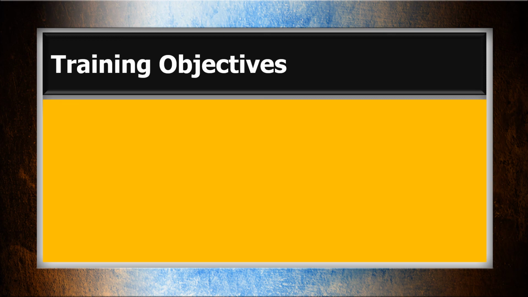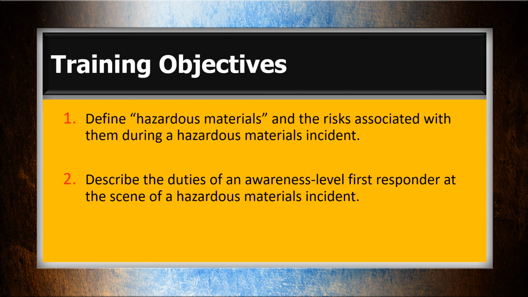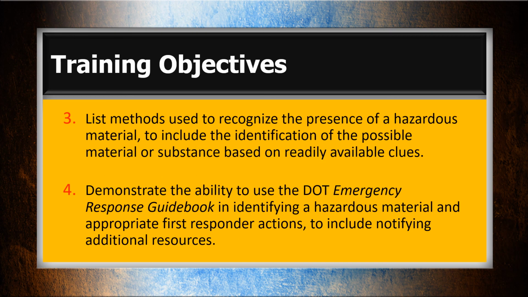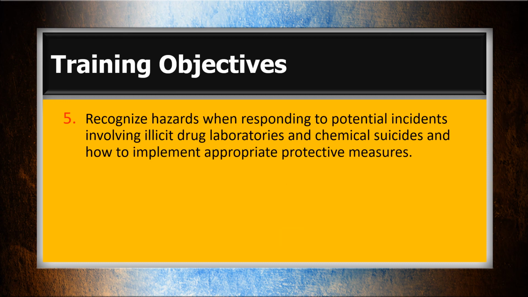So again, your training objectives for hazardous materials in service are: 1. Define hazardous materials and the risks associated with them during a hazardous materials incident. 2. Describe the duties of an awareness level first responder at the scene of a hazardous materials incident. 3. List methods used to recognize the presence of a hazardous material, to include the identification of the possible material or substance based on readily available clues. 4. Demonstrate the ability to use the DOT Emergency Response Guidebook in identifying a hazardous material and appropriate first responder actions, to include notifying additional resources. And 5. Recognize hazards when responding to potential incidents involving illicit drug laboratories and chemical suicides, and how to implement appropriate protective measures.